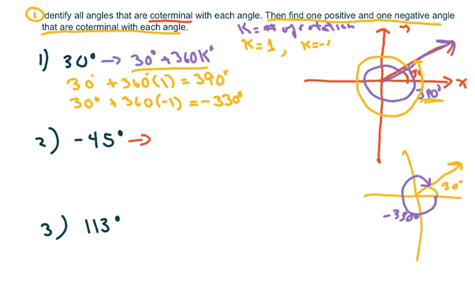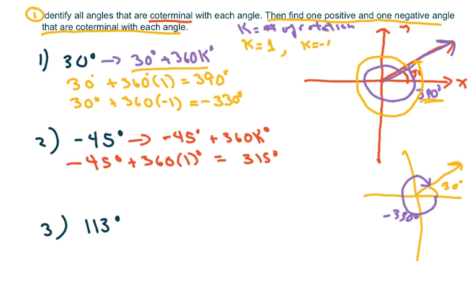Next, we're going to write for all angles: negative 45 degrees plus 360k degrees. And to get positive, I'm going to do negative 45 plus 360 times 1 degree, and this equals 315 degrees. And then to get the negative, I'm going to do negative 45 degrees plus 360 times -1 degrees, and that equals negative 405 degrees. And if you want to draw them, you can.